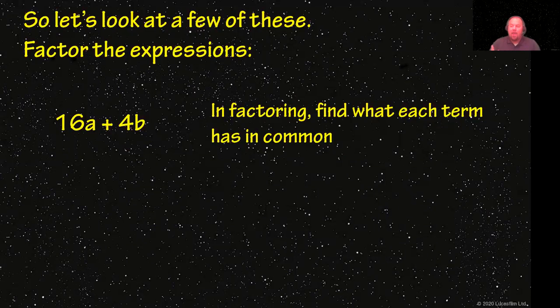So when we look at this, we have to find out what each term has in common. As I'm looking at this, I can see that there's a 16a and a 4b. Now, A and B, those are different. But if I look at 16 and then I look at 4, I know that those numbers have a connection. Again, this goes back to our first lesson that we did.